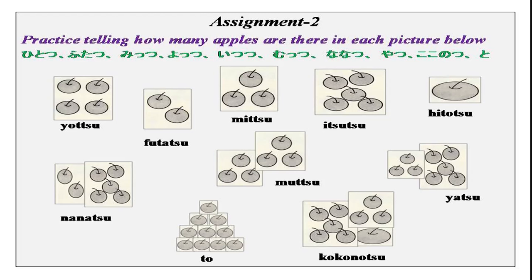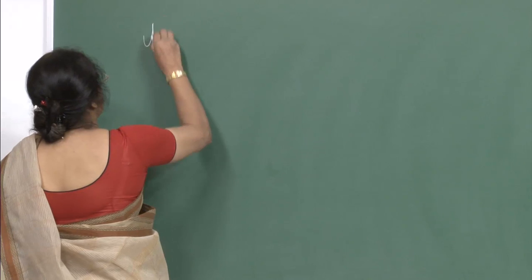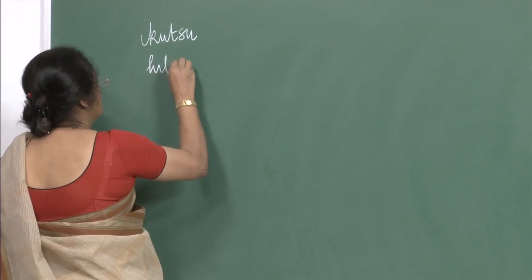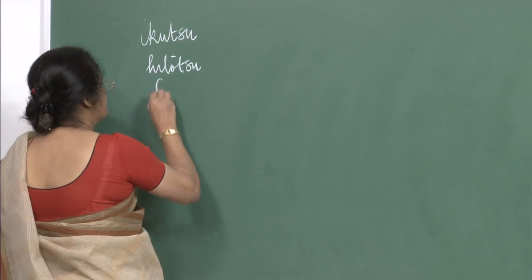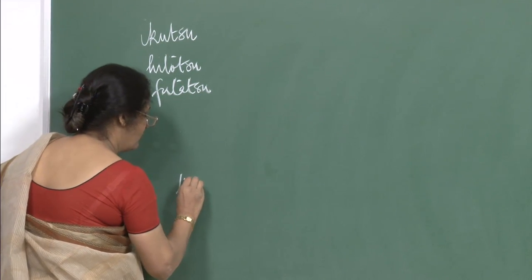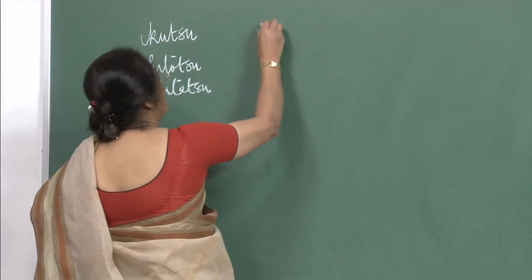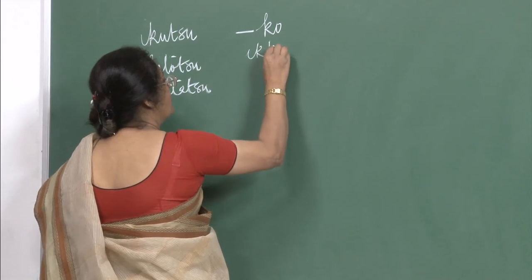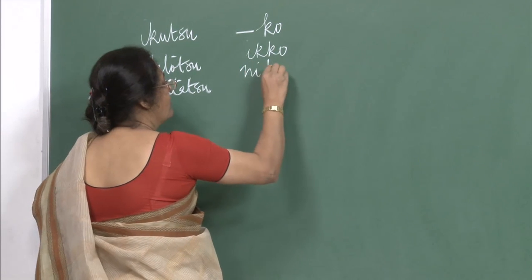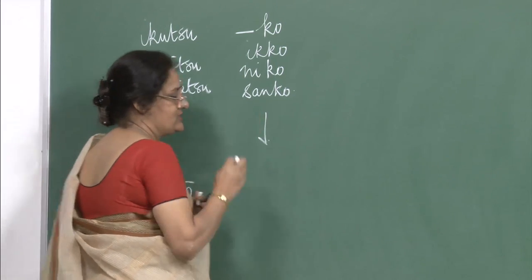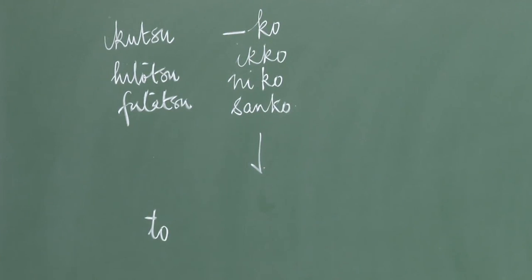Now, one thing I want to tell you over here, this is ikutsu and hitotsu, futatsu, and so on till 10, to. After this is ko, counter ko, which we did like ikko, niko, sanko, and so on, right till whatever number you want.